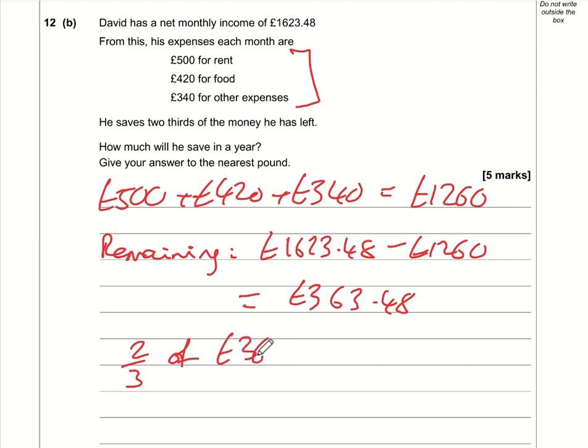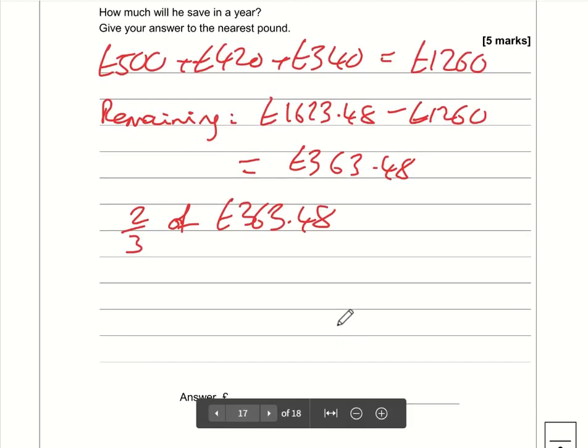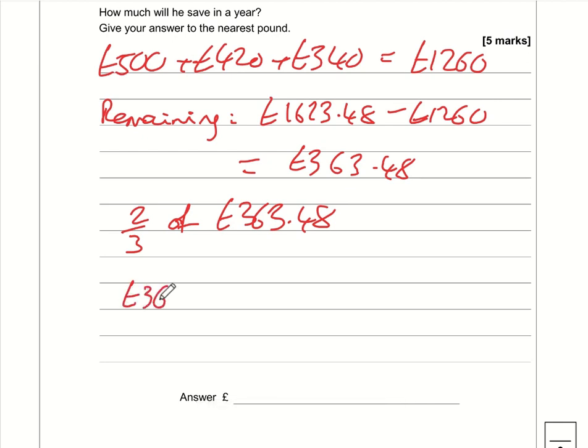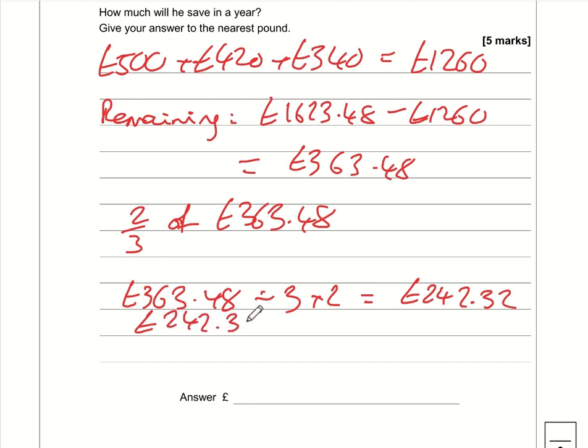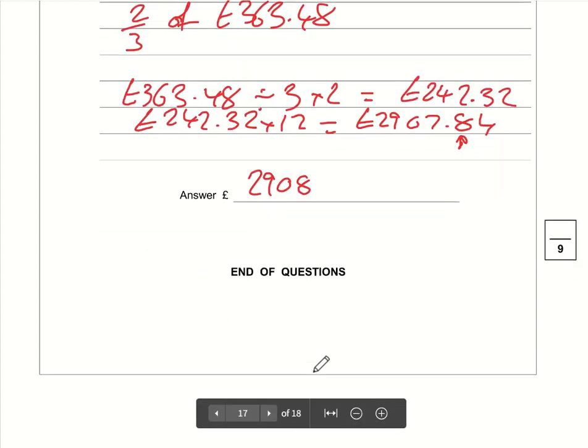Now he saves 2/3 of this, so the question is, well, what is 2/3 of 363.48? So here we're calculating a fraction of an amount. So what we do is we take our total, 363.48, we divide by the number on the bottom, and we multiply by the number on the top, and that comes to, so he saves each month £242.32, so in a year he will save £242.32 times 12, which is 2907.84, but we need to give it to the nearest pound, so 84p means we're nearer £2,908. That's how much he will save in a year. And that takes us to the end of this paper.